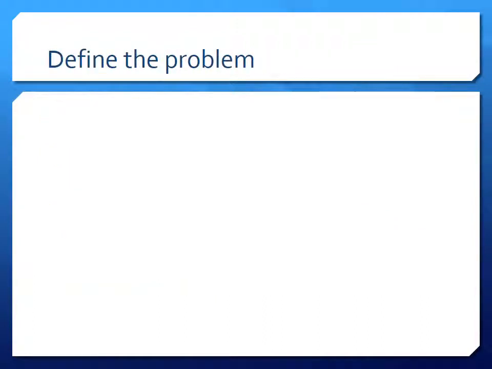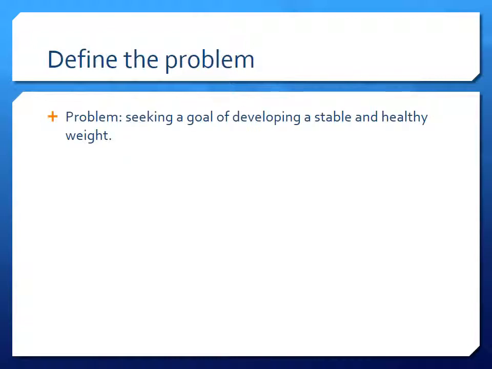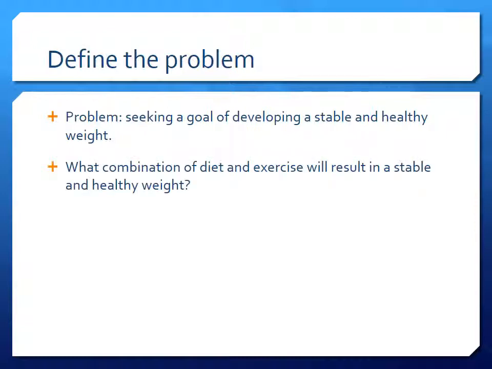So let's talk about defining the problem. In our example, the problem, as I'll state it, is seeking a goal of developing a stable and healthy weight. Okay, so that might seem like a simple enough goal. Questions: what combination of diet and exercise will result in this stable and healthy weight? And by the way, what is this healthy weight that we're trying to reach? These are all questions that can be answered by a model. Okay.